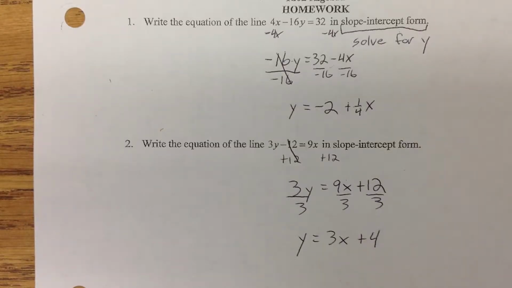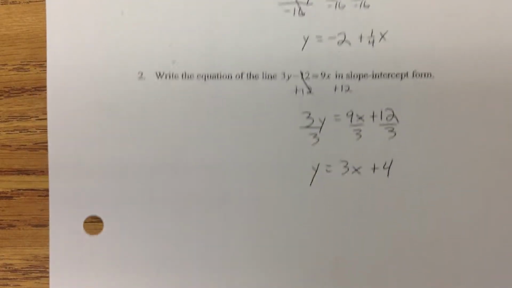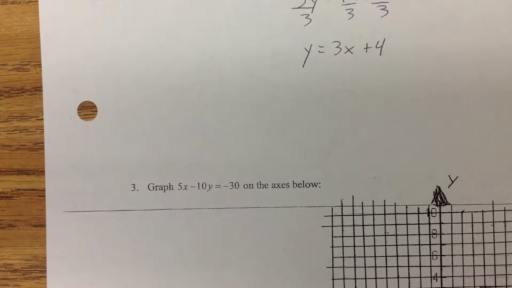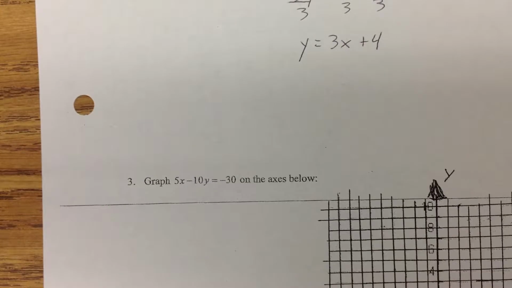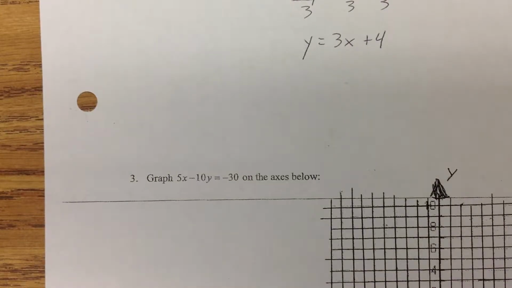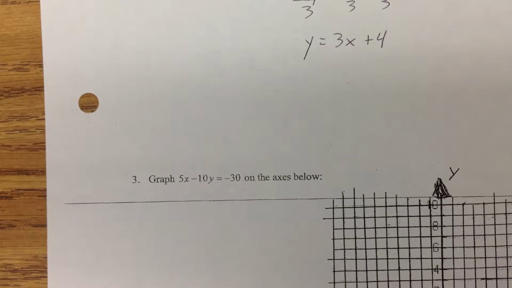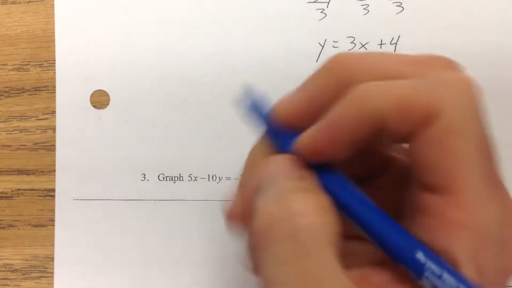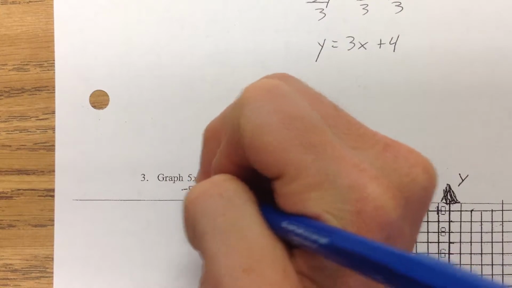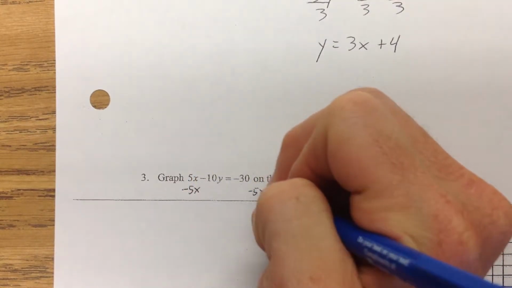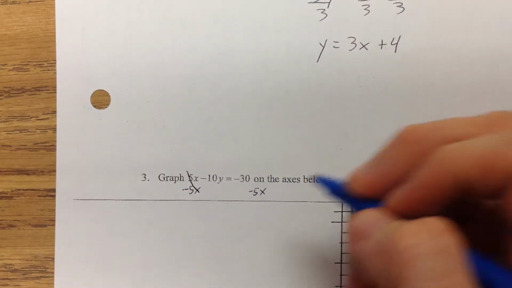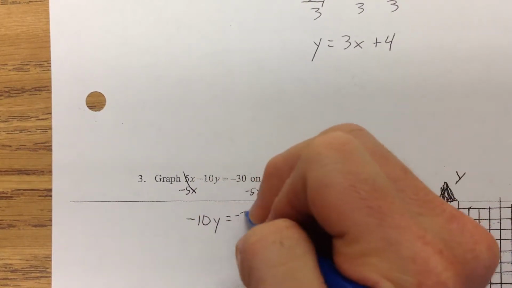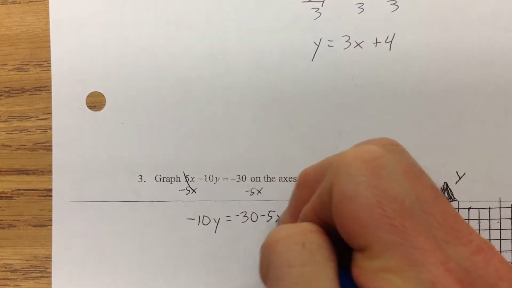All right. So now that we've practiced getting the y by itself, let's actually apply that to a graphing problem. So this one says graph 5x minus 10y equals negative 30 on the axes below. So before we can do that, we need to get the y by itself. So we have to get rid of this 5x, and we have to get rid of this negative 10. So we'll start by subtracting 5x from both sides. We'll cancel out right here, and we'll get negative 10y equals negative 30 minus 5x.